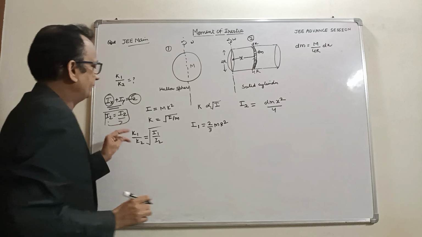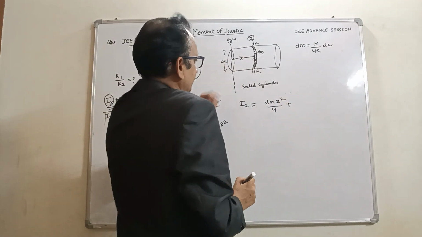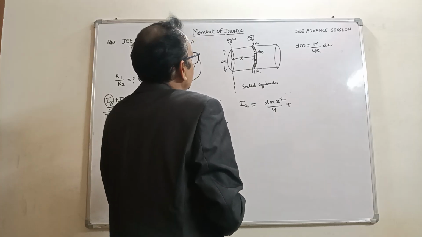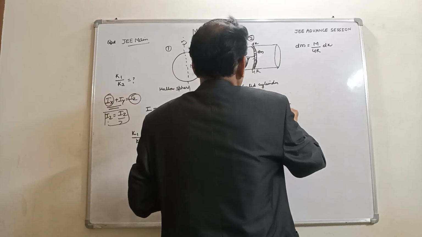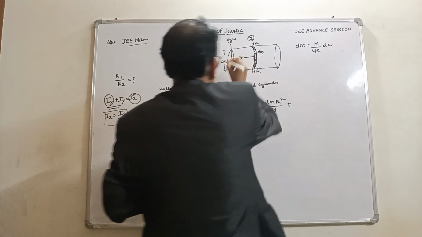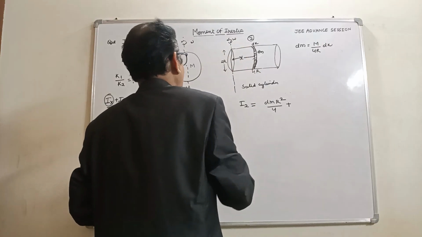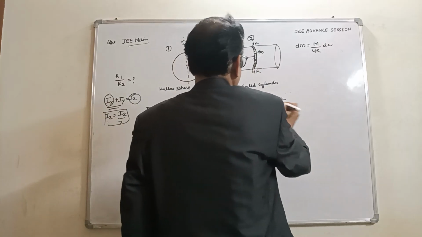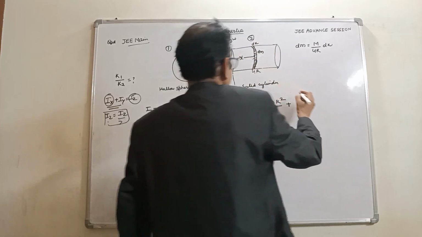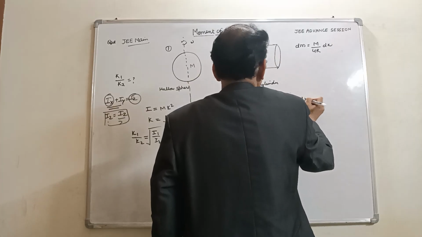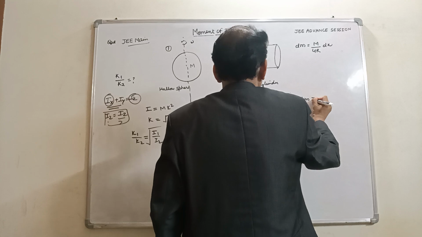So this moment of inertia becomes half, plus here dm into r square. This radius is r. So we write here dm r square by 4. And for this element, so we write here dm x square.